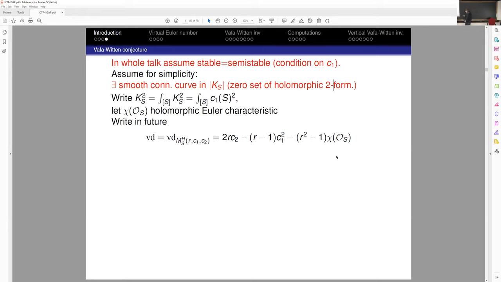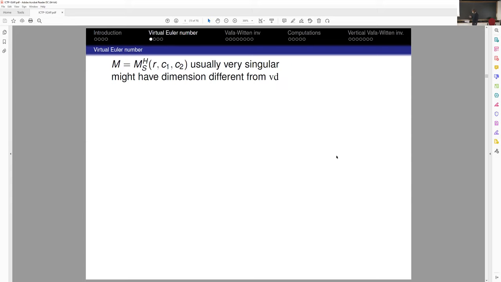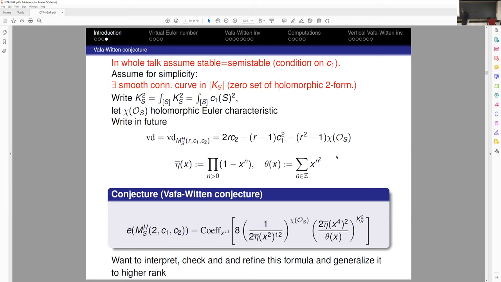And we write, as before, K_S squared: we take the first Chern class squared and evaluate it on S, and we also get a form of Euler characteristic that reminds you of the expected dimension of the moduli space. In this case, for r equal to 2, we'll be able to write this formula differently. So we have this virtual dimension. And then we again get this eta function, normalized by taking away this factor of x to the 1 over 24. And we have another modular form, a standard theta function, theta of x, which is just the sum over all integers of x to the n squared.